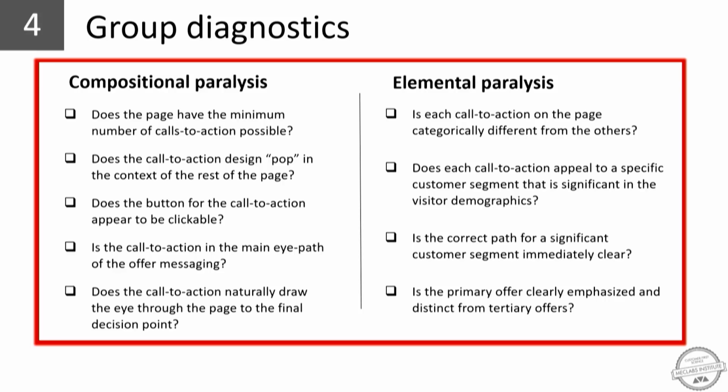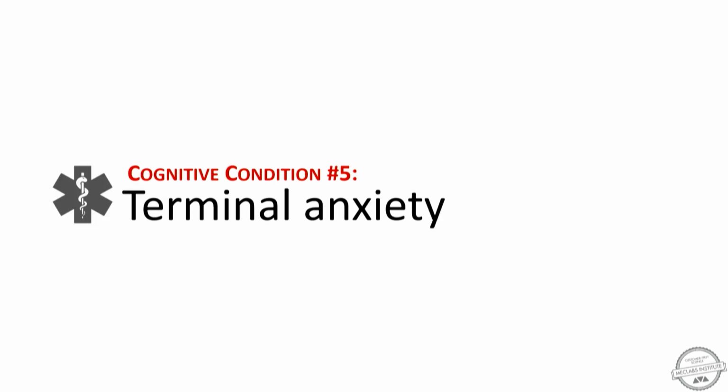So then, I've taught 2 points, and I have another diagnostic for you. Compositional paralysis and elemental paralysis, 2 forms of paralysis that slow people down in their buying momentum. This is a checklist to help you think it through. Again, we'll try to make it available on the page and a download for you. I'm moving on. I have 2 more conditions.